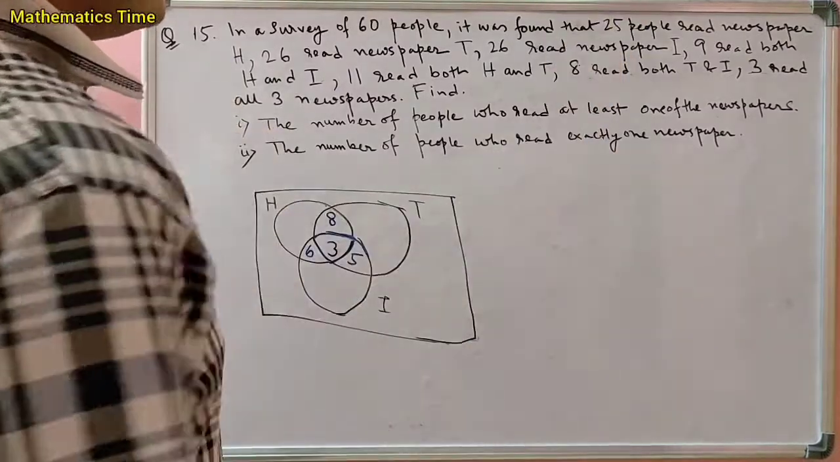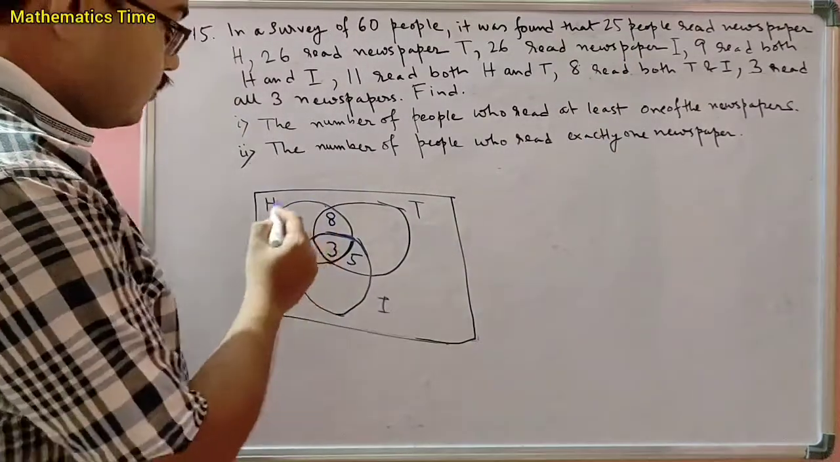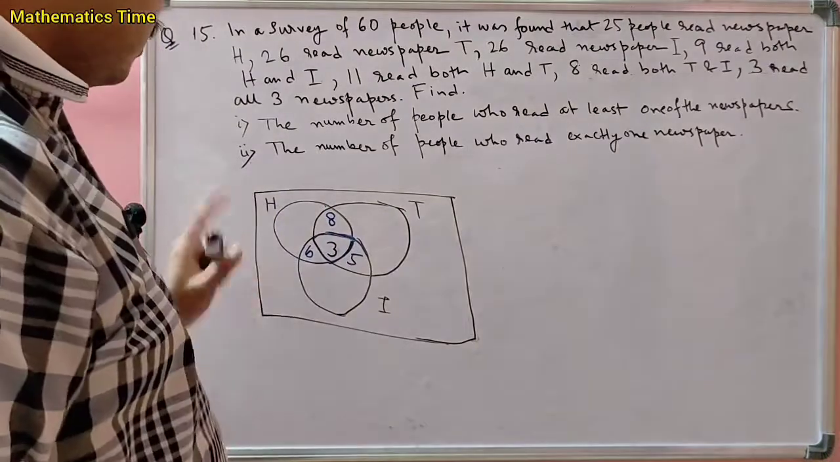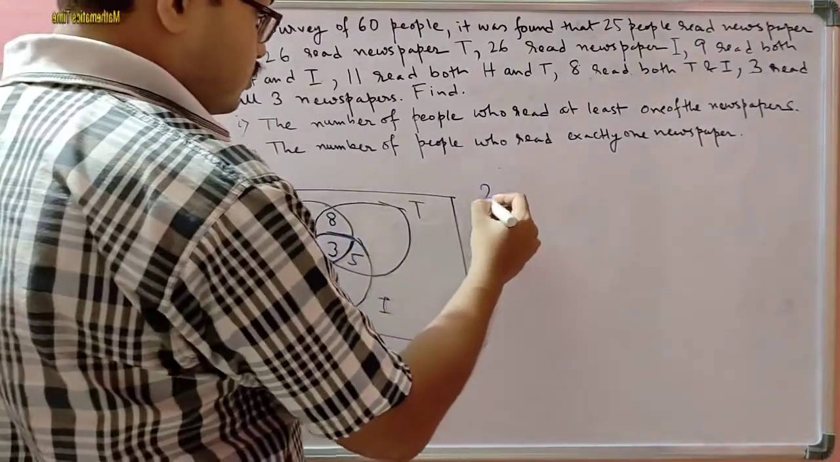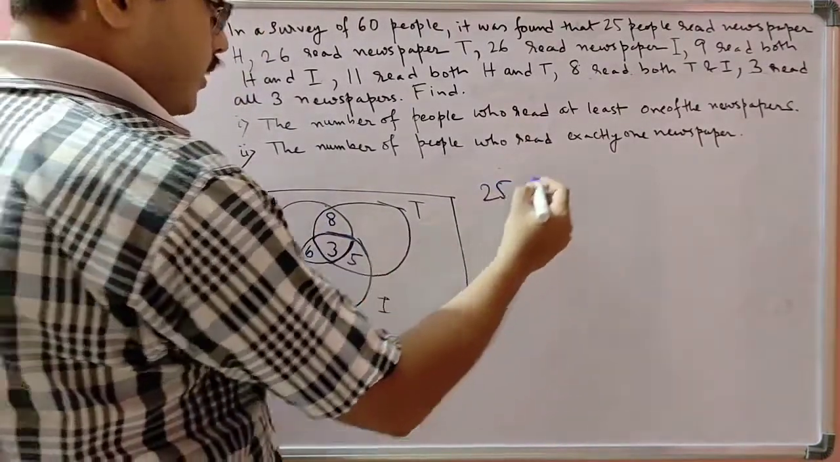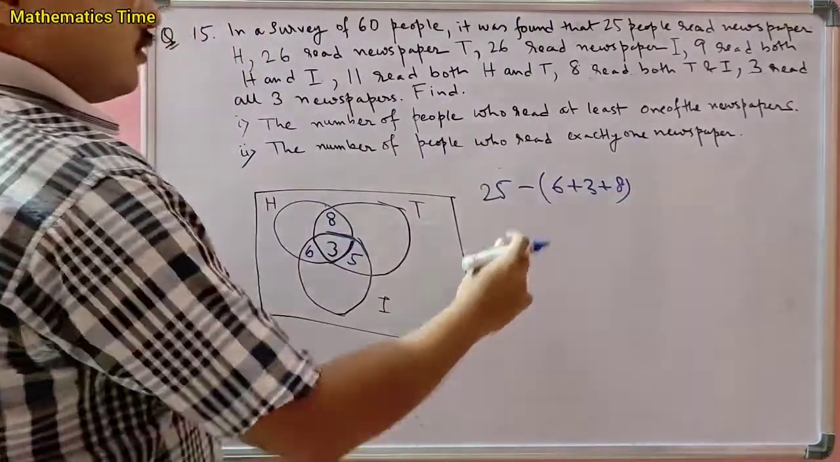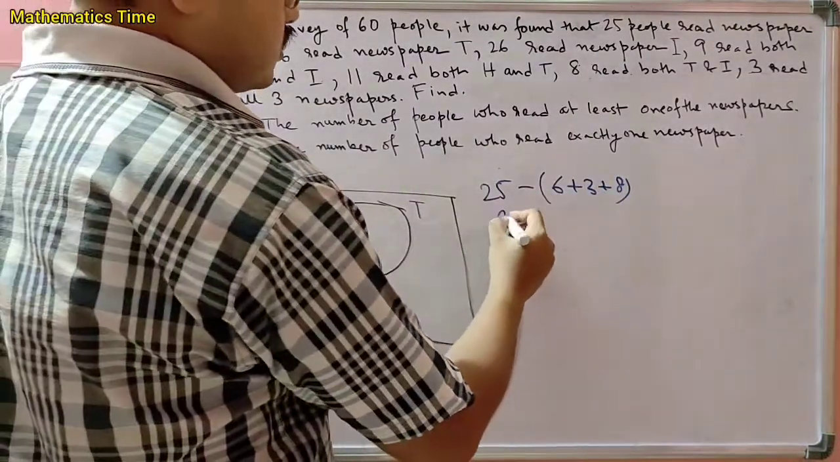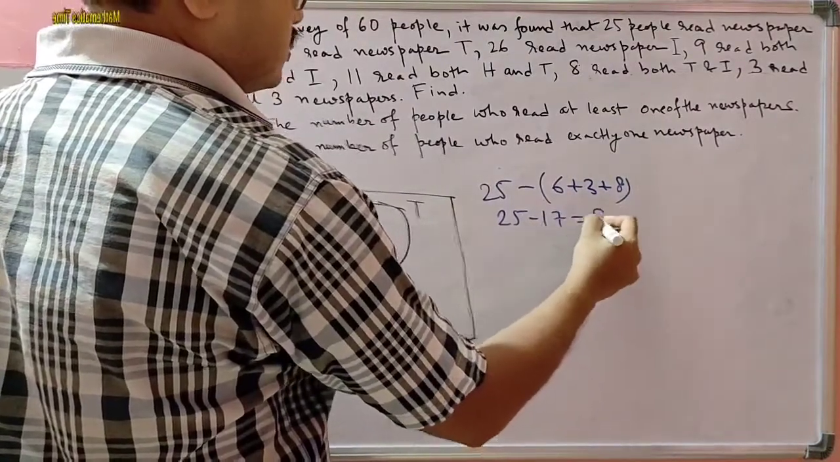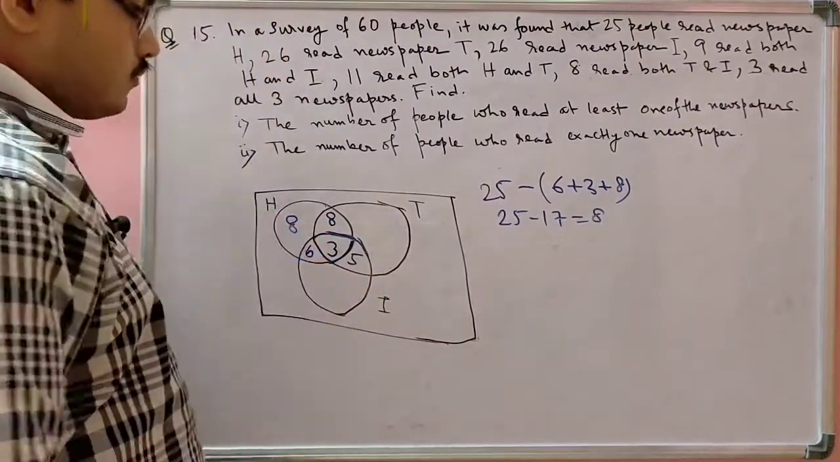So 25 people read newspaper H. 25 will be reading this H newspaper. So this will be 25 minus, here it is 6 plus 3 plus 8. Actually it will be 9 plus 8, which means 17. That means there will be 8 in here.